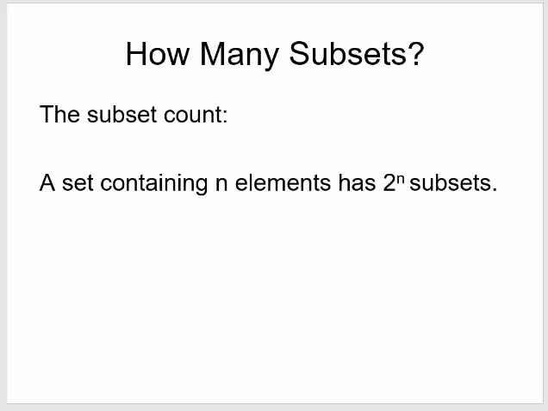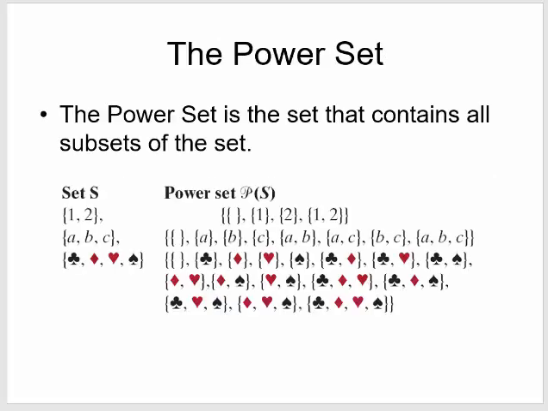There's this rule for the number of subsets of any specific set: a set containing n elements has 2 to the n subsets. For example, if a set has 3 elements, the number of subsets would be 2 to the third, so that set would have 8 subsets. There's also this thing called the power set. The power set is the set that contains all subsets of a set. For example, if you have the set with elements 1, 2, the power set, which we denote as an italicized P of that set, is all the subsets of this set.